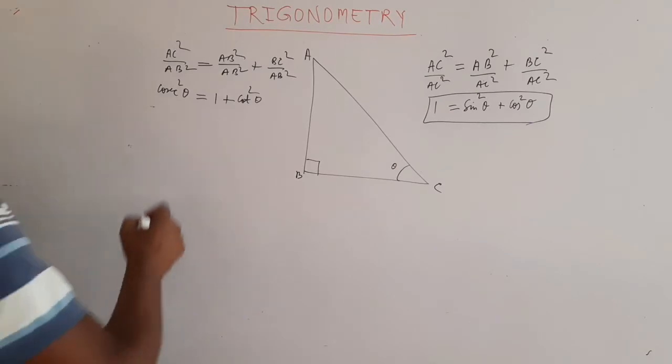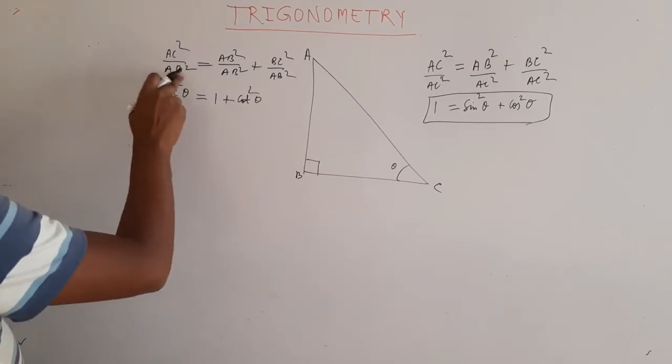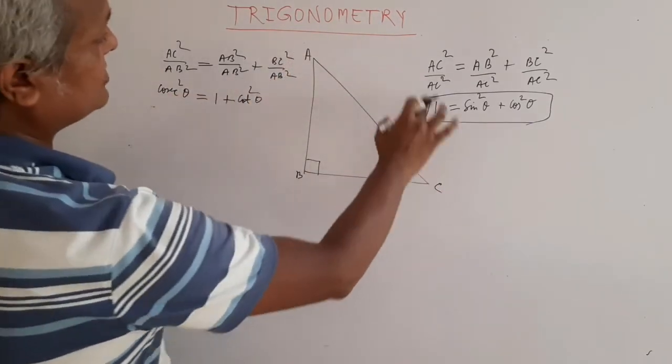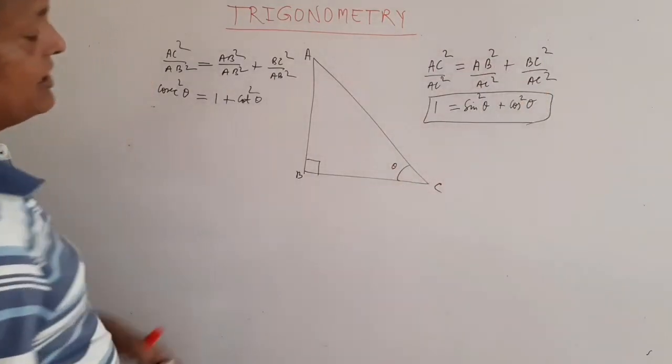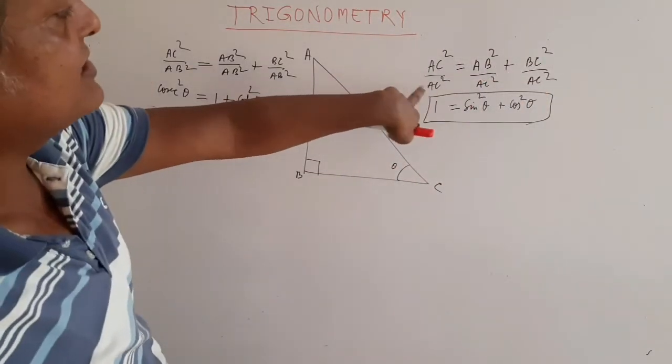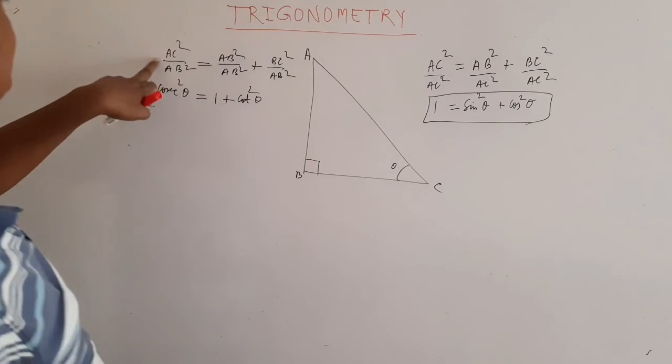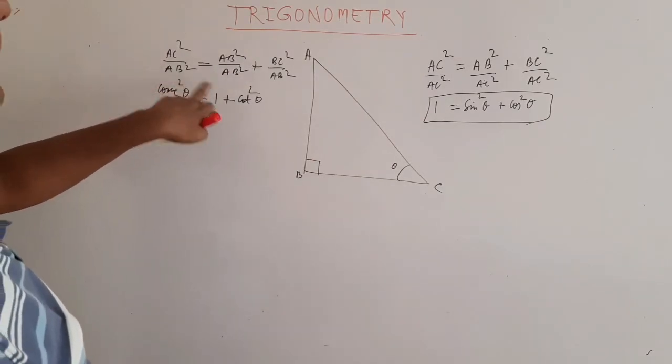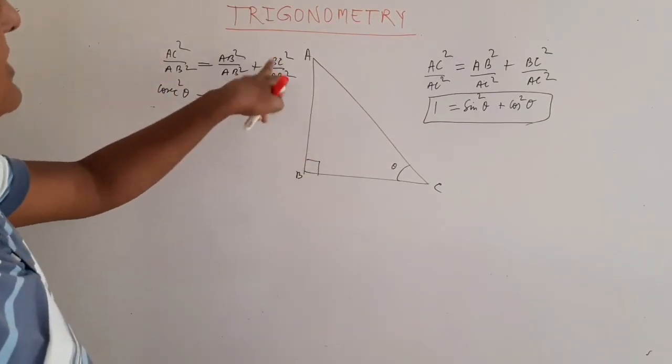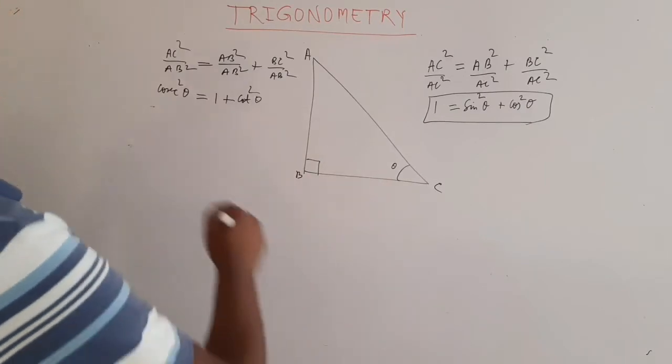Third relation is, instead of dividing by AB square, so see, I have the relation AC square is AB square plus BC square. First I divided both sides of this equation by AC square. Now I divided both sides of this equation by AB square. So this time I will be dividing both sides of this equation by BC square. So what will I get?